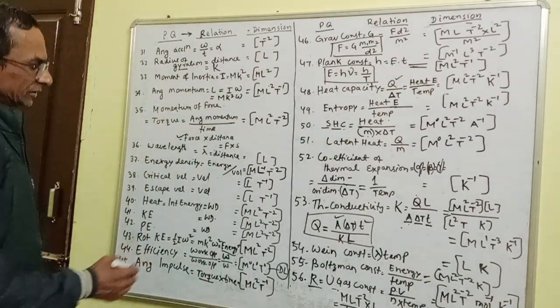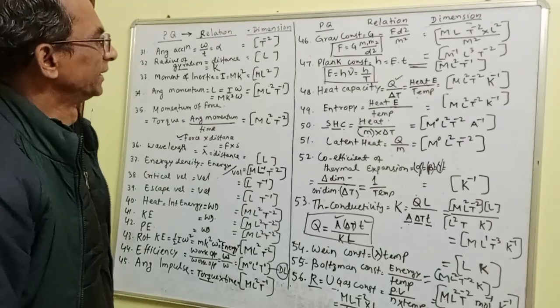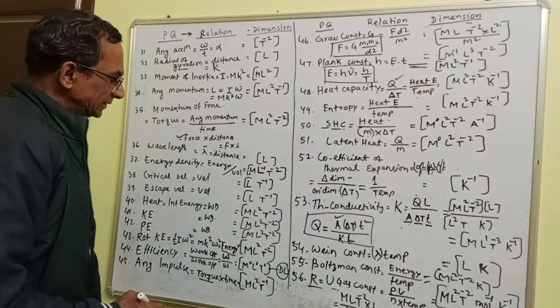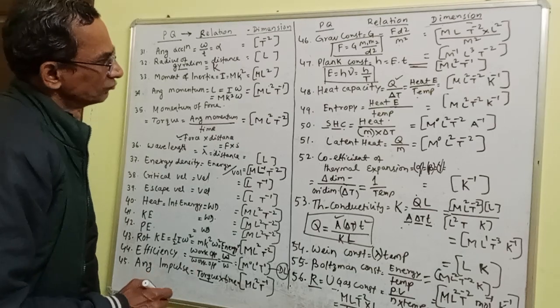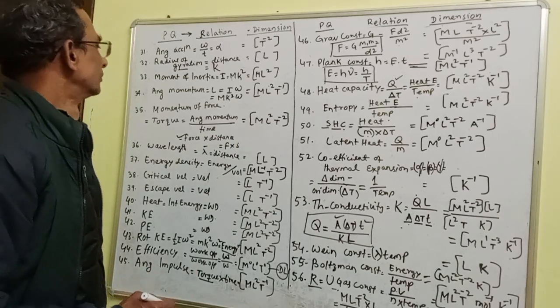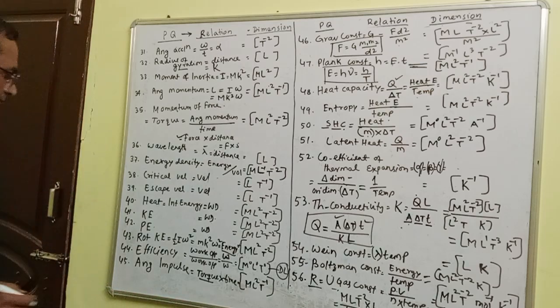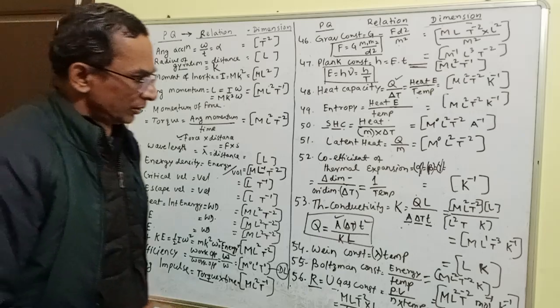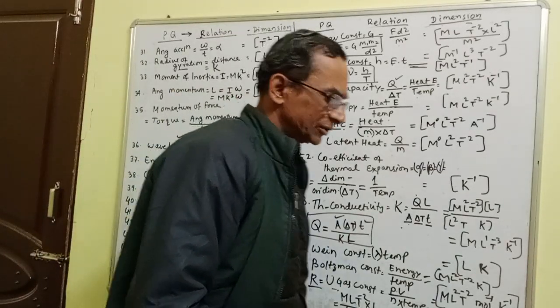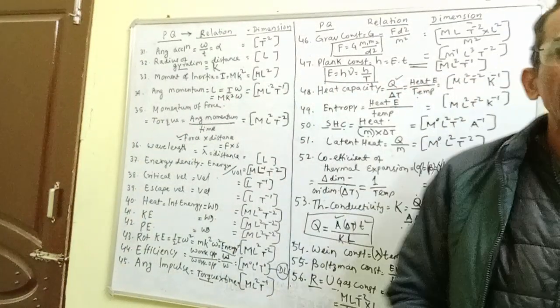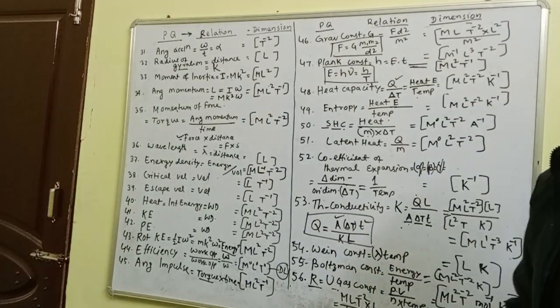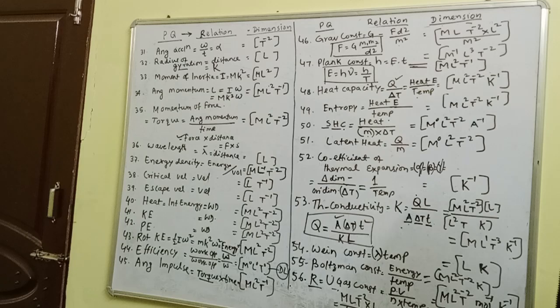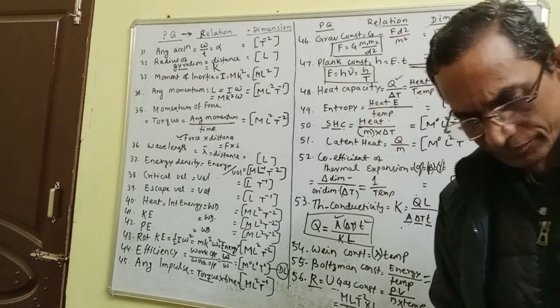You can note down all this. These are the mechanical and thermal physical quantities whose dimensions we needed to find out. Then we will have dimensions for electrical quantities and optical quantities in our next video.